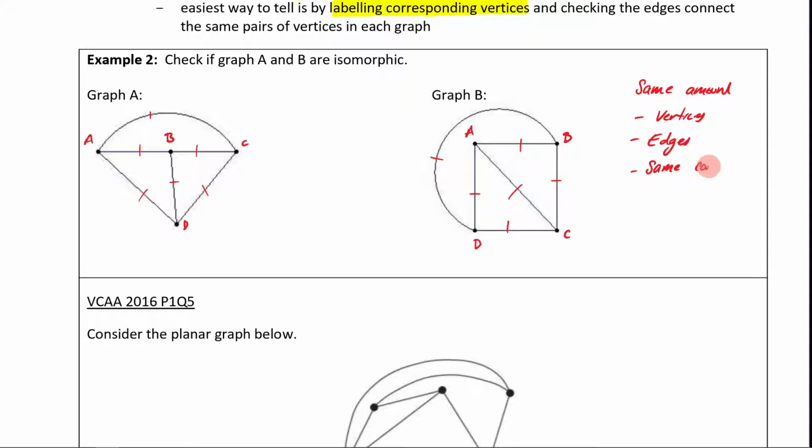Same connections. So those are the three things that you're looking for there: same vertices, same edges, and same connections. So we can conclude, therefore, they are isomorphic. Perfect. And we're all done. They are isomorphic.